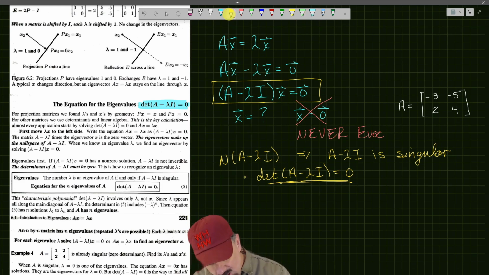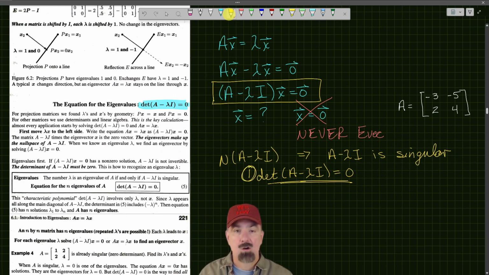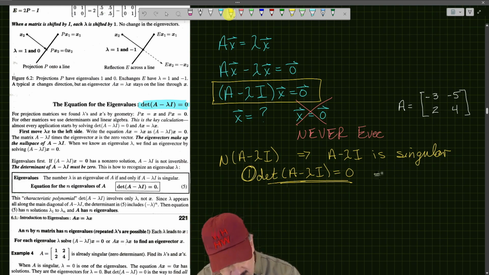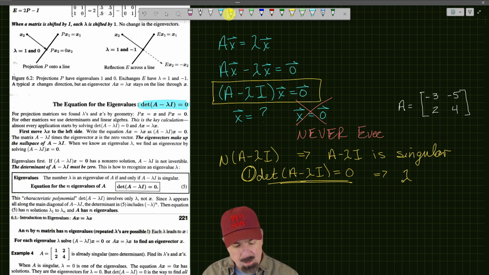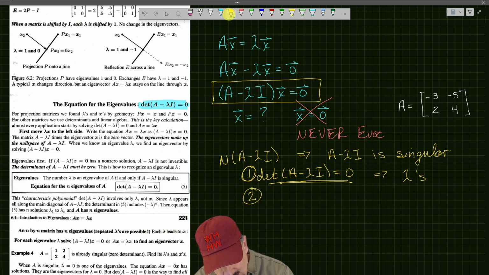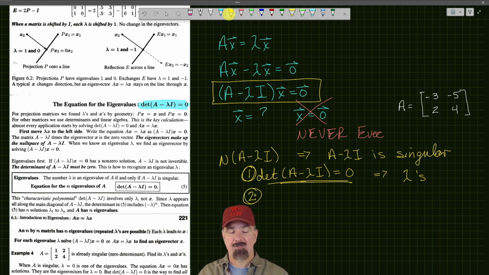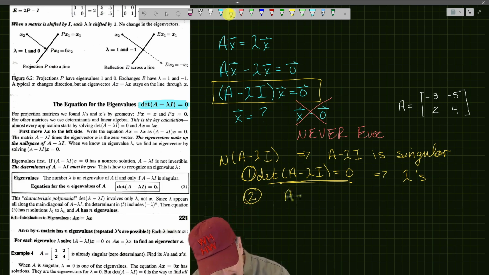So step 1 in the process of finding eigenvalues is right here. We solve for the lambdas. We find what lambdas make A minus lambda I singular. Step 2 then is to take those eigenvalues and plug them back into A minus lambda I times x equals 0.